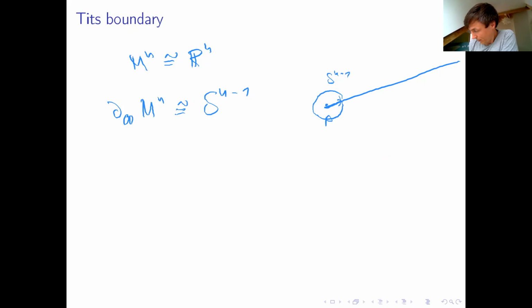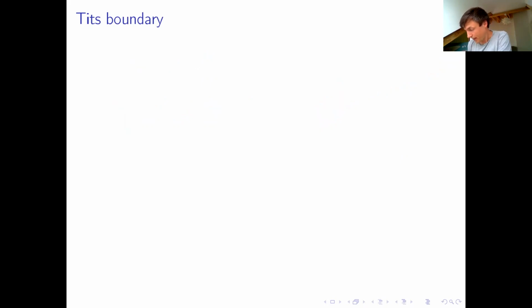But of course, for a general CAT(0) space, this can be something else. So think of a tree, and we'll see maybe a Cantor set at infinity. But okay, this is the first thing I wanted to introduce, and now there is a natural metric on this ideal boundary, and it's usually called the Tits angle.